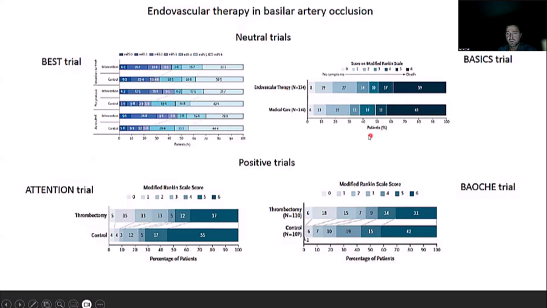So this is just showing some of the modified Rankin scores for the BAOCHE and ATTENTION trials, which really show striking improvements, and it may just be related to patient selection, which is what they're still working on with a few of the studies, as far as what makes the optimum patient selection for posterior circulation ischemia. The BASICS trial didn't show a significant benefit, and the BEST trial actually showed worsened outcomes.